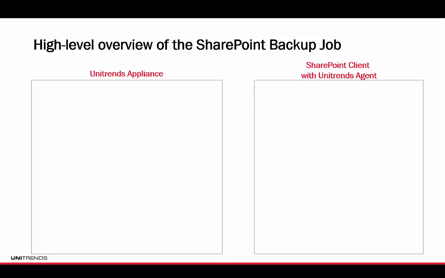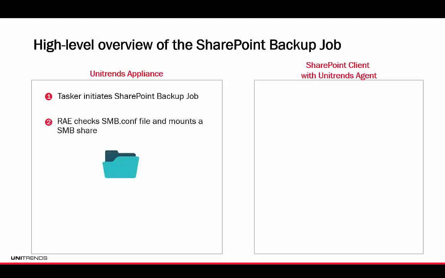Now we start with our high level overview of the SharePoint backup job and how it works. The tasker is going to initiate a SharePoint backup job. It's going to go into the queue and wait until the available resources are ready. Once they're ready, the remote application engine, RAE, is going to check the Samba share configuration file and mount the Samba share. Once that process is done, the client then tries to send data to that universal naming convention path, that UNC path.